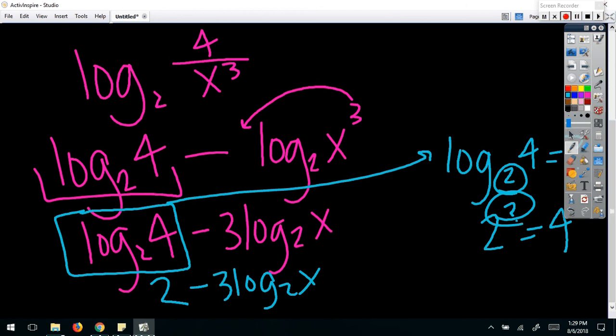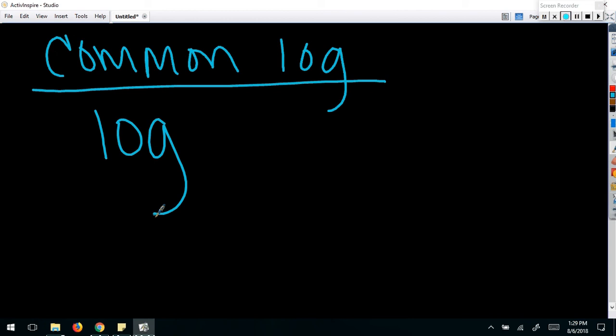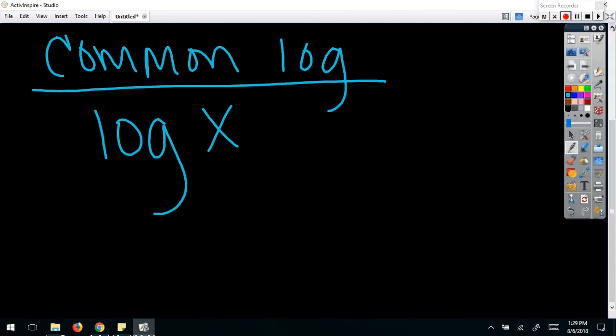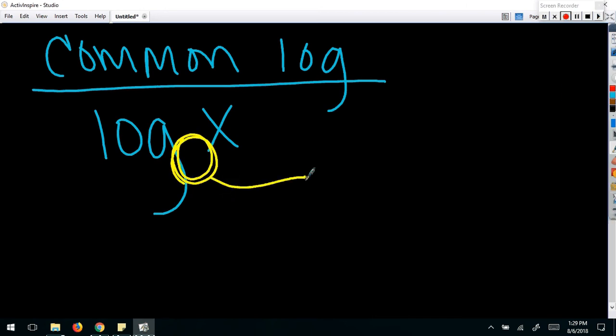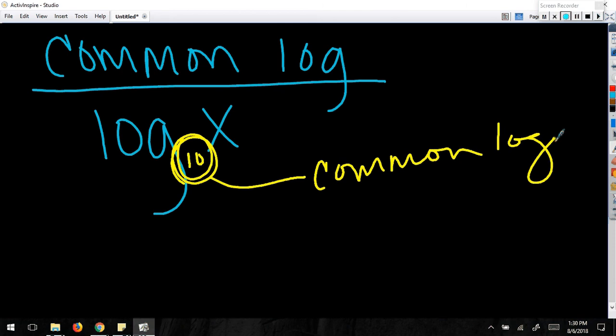A couple other little things to remember as you work with logs. One is the common log. A common log is when you have a log function and you don't see a base there. We know that there must be a base there because we're talking about exponents. Exponents have bases. So when you don't see a base there, it's an implied base of 10. That's what we call the common log, or that base of 10. So your calculator, if you just push the button that says log, is going to give you a base 10.